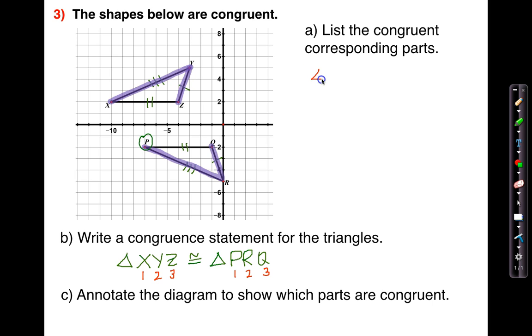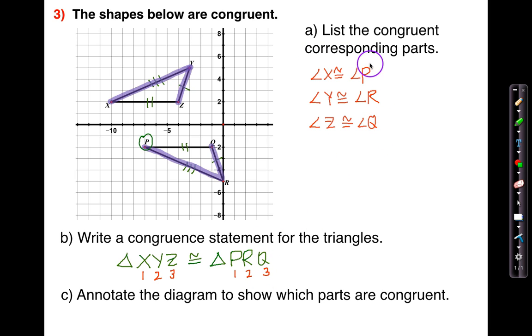Here I'm going to say angle X corresponds to angle P, which is both in the first position, so angle X is congruent to angle P. Next one, angle Y is in the second position, so it is congruent to angle R. Next one, angle Z, which is in the third spot, is congruent to angle Q, which is also the last letter.